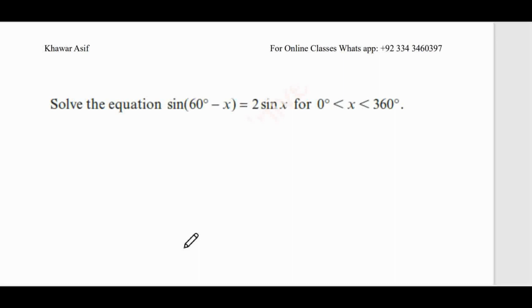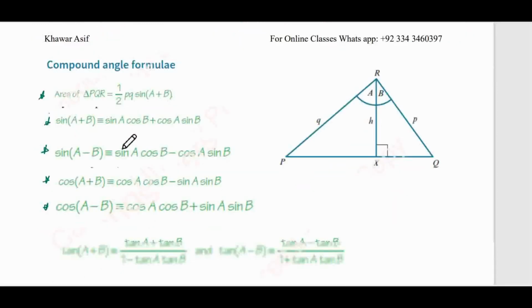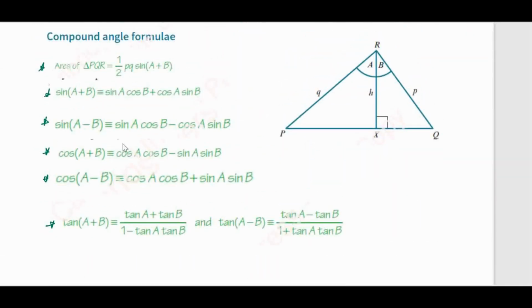Now how to use these identities in the paper. The first question is this one, sine 60 minus x. So we can use the identity. We have to solve it, which means we need to find the angle x. So sine 60 minus x will be equal to what? If we look at the identities, sine A minus B is equal to sine A cos B minus cos A sine B. So we have to use this identity.